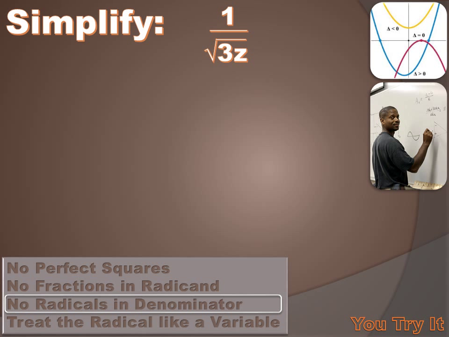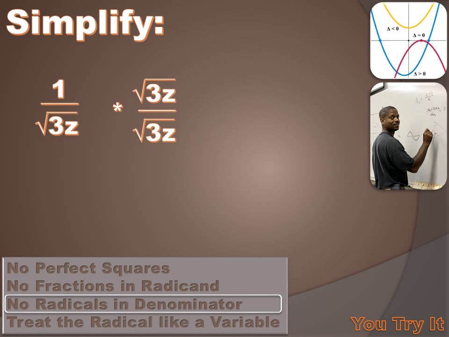Well, I can see I've got a radical in my denominator, and I need to get rid of that. But it's pretty easy to get rid of radicals in denominators if they're just simple radicals like this, the square root of 3z. I'll just multiply that times the square root of 3z, and I'll get 3z. Of course, I've got to also multiply my numerator by the square root of 3z. So, I'll multiply 1 over the square root of 3z times the square root of 3z over the square root of 3z. And my numerator will become the square root of 3z, and my denominator will be 3z. And that is simplified.